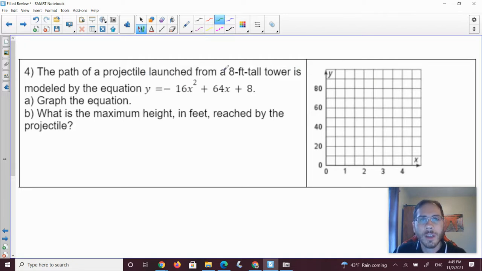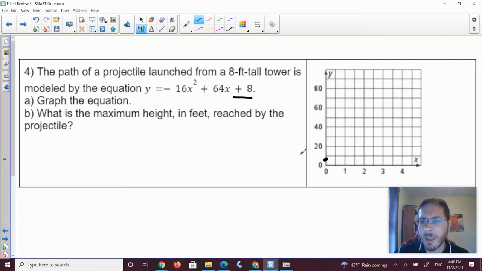The path of a projectile launched from an 8-foot tall tower is modeled by the equation negative 16x squared plus 64x plus 8. Part A says graph the equation. I'm probably going to use Desmos to graph it, but I do know one point right away. I know that we get 8 as the y-intercept, so I'm going to plot that one out right away.